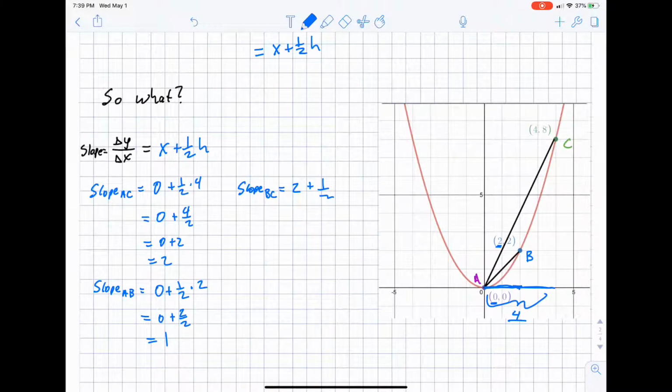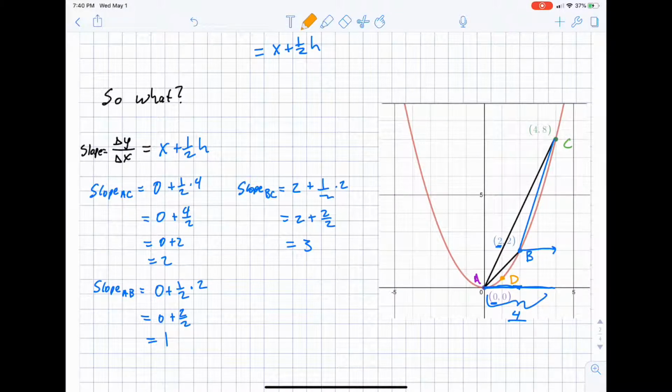And how far did we go from point B to point C? Well, that was a difference of 2. So we're going to put that in for h. We moved over 2. So we end up with 2 plus 2 over 2, which ends up equaling 3. So the slope from point B up here to point C is 3.